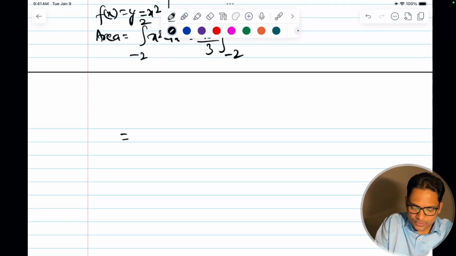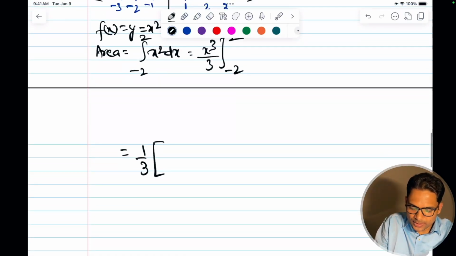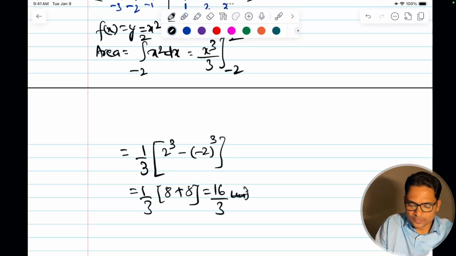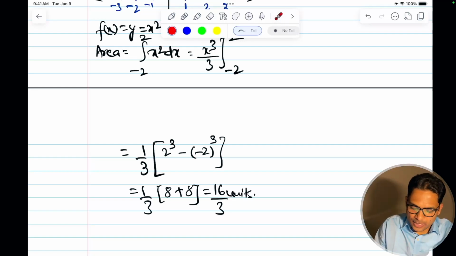So this will be equal to 1 by 3, I'll keep outside. This will be x cubed. So this will be 2 cubed minus of minus 2 cubed. So this will be equal to 1 by 3, 8 plus 8. That is equal to 16 by 3 units, whatever the units are. I hope this makes sense now.